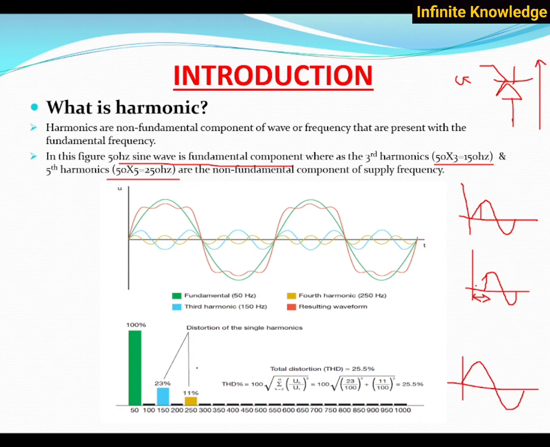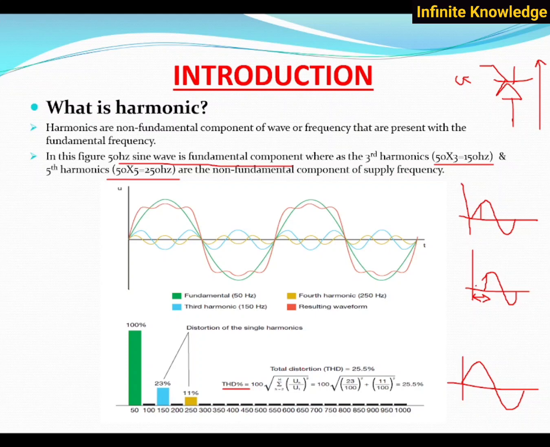We can convert it into a frequency domain graph also for better understanding of the harmonics level in the system. The magnitude of the 50 hertz supply is 100%, and there are also other frequencies in the supply, 150 hertz as well as 250 hertz. For 150 hertz the component level is 23%, and for 250 hertz its magnitude is 11%. So these two create a total harmonic distortion.